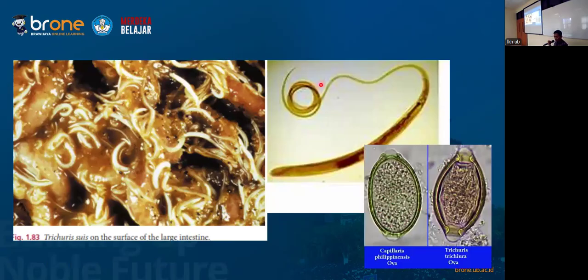And this is the anterior part, and this one is the posterior part. And this is the difference between the Capillaria egg form and the Trichuris egg form. Like this one, they differ in the plug. The polar plug here is more prominent than when you see it at this egg. In Capillaria it is more flat. Okay, that is the difference between the two forms of egg.